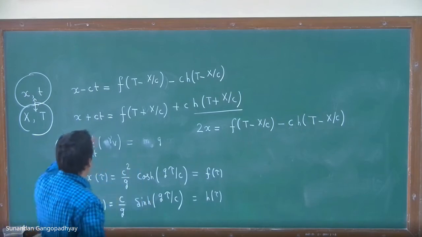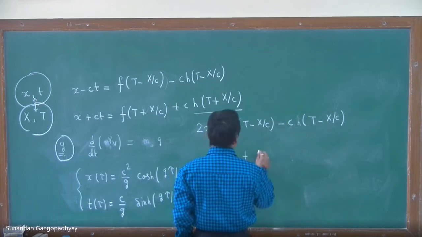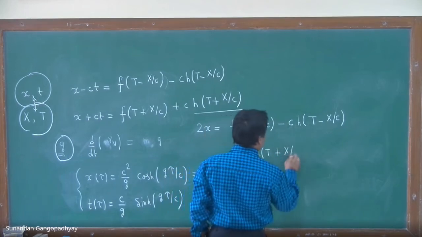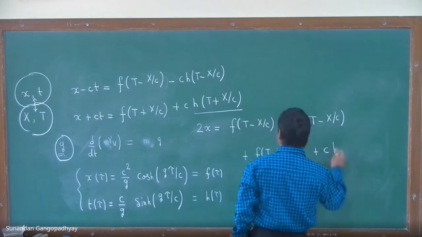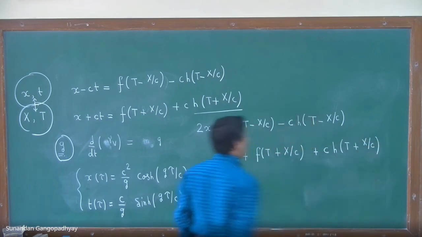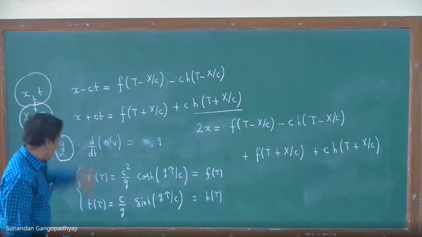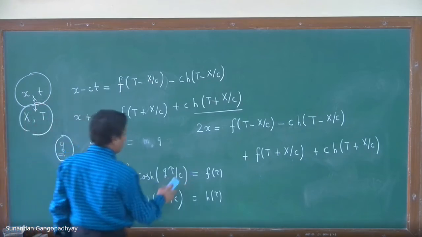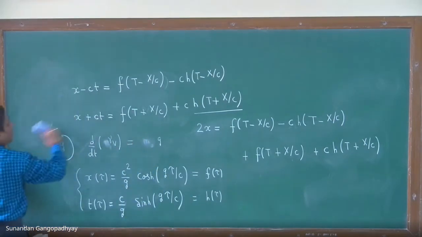h, and we are adding the equations, so we will get this plus f of t plus x by c plus c h of t plus x by c. So this we get just by adding these equations, and what we need to do now is put in these forms here. So let us do the calculation and see what we get.